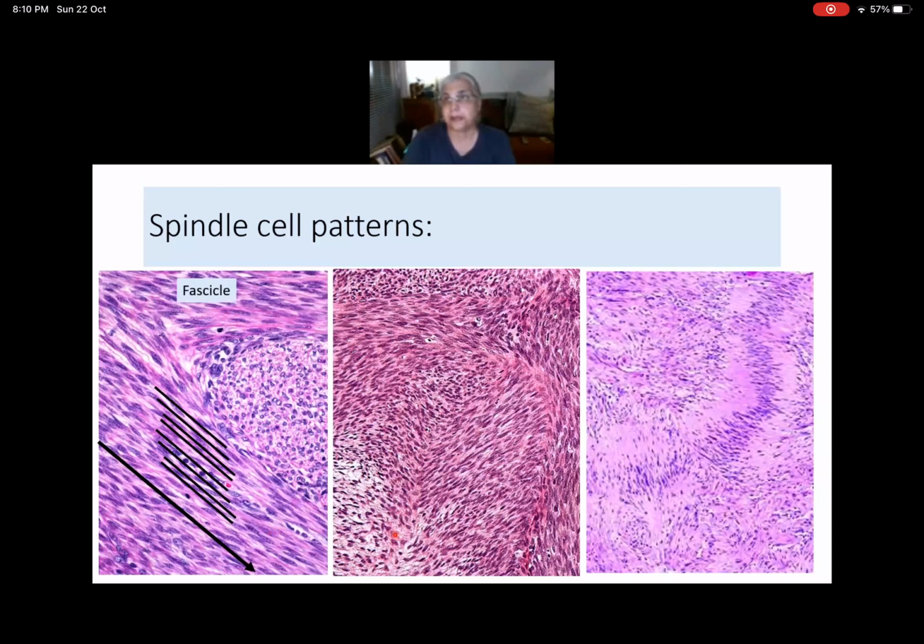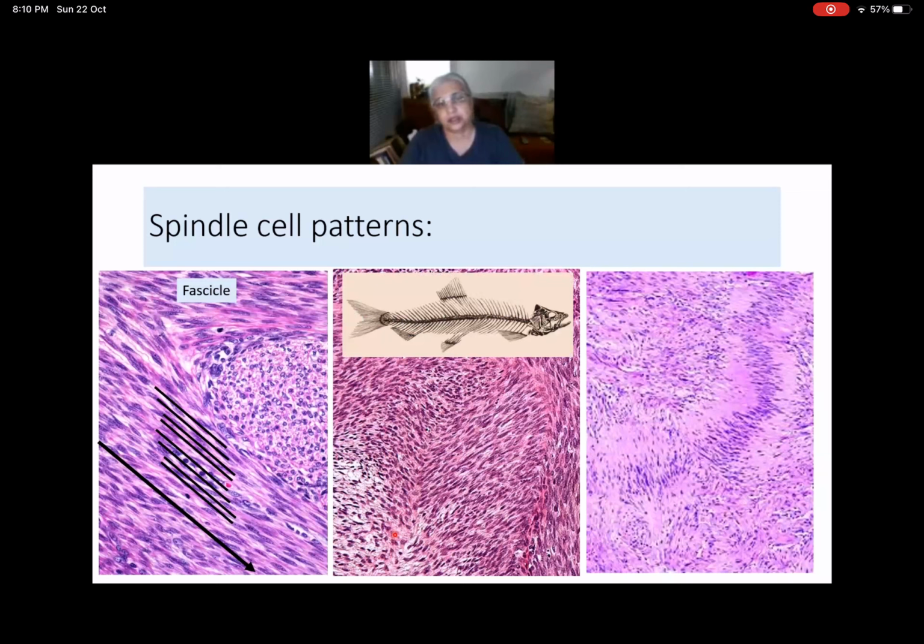Okay, so you can have crisscross bundles. I have one fascicle running like this, I can have another fascicle running that way, but each of them is a fascicle. All right, very good. So that is a fascicle. What's the next thing? Herringbone pattern.